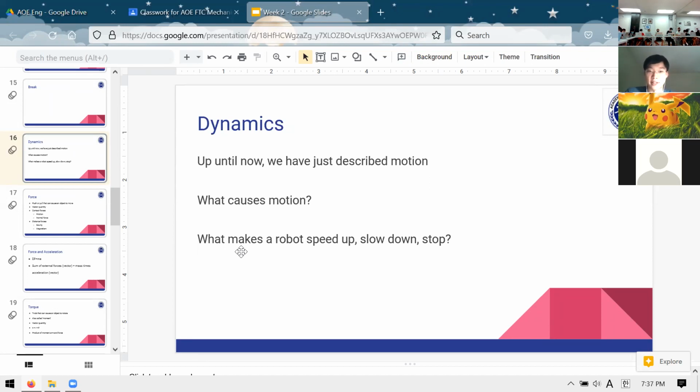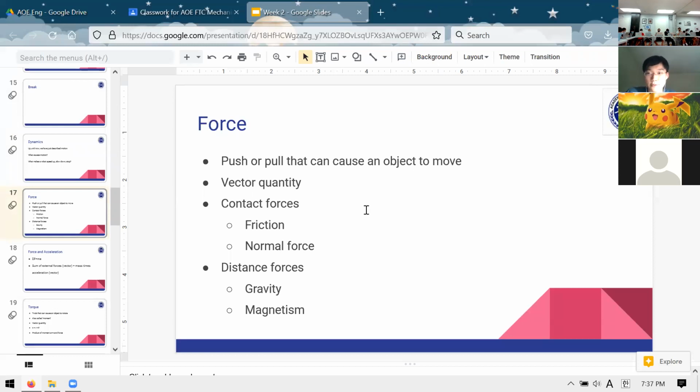Maybe the motor is making it speed up. Maybe air resistance is making it slow down as the robot gets faster. Maybe it's stopping due to the brakes on the robot, though I guess maybe you don't run brakes since it's an electric motor. But that's what we're going to get into.